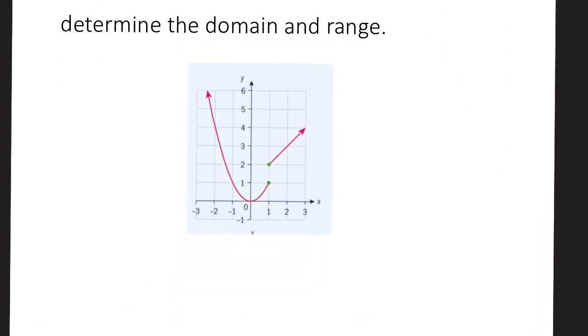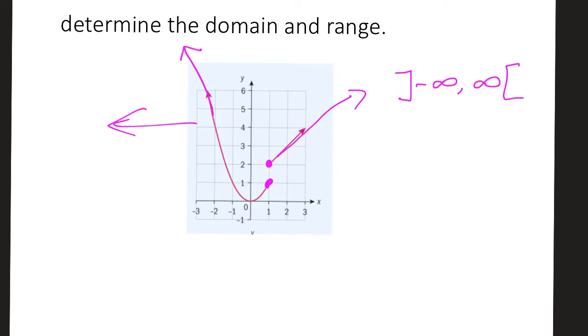Okay, let's take a look at this one. So again, determine the domain and the range. Domain is talking about the x's. Okay, this is going forever this way. This one's going forever this way. And because of these closed circles, right, every single x value you could ever envision exists on this graph. Okay, it goes from negative infinity all the way to positive infinity.